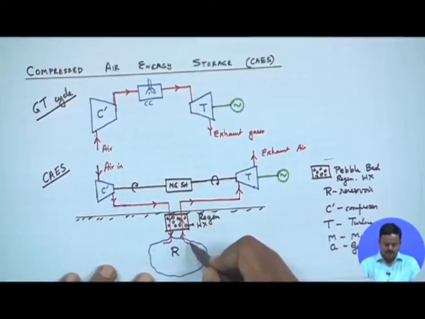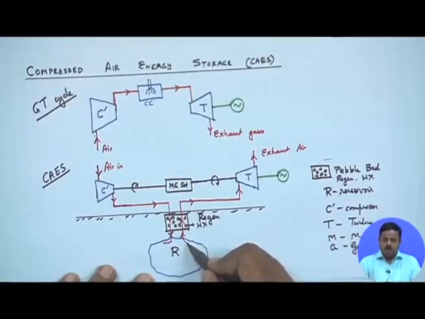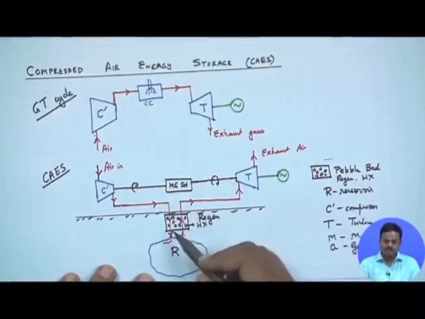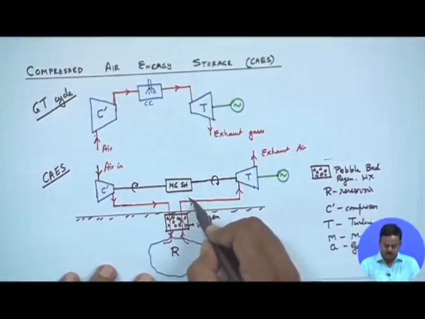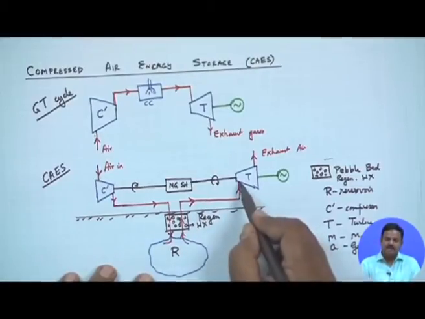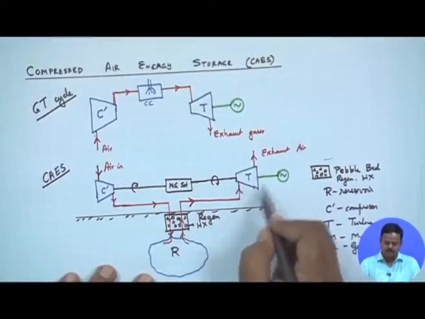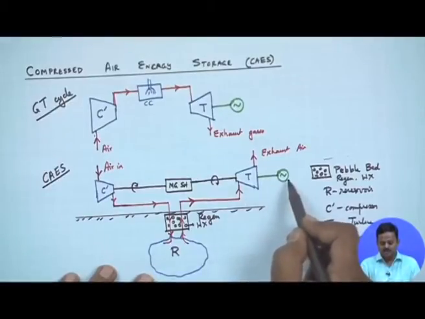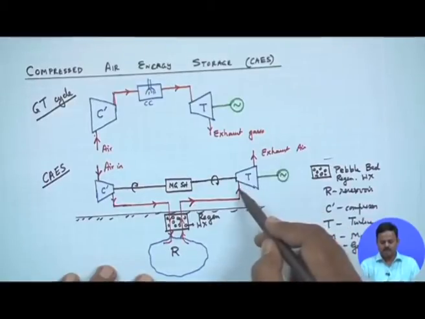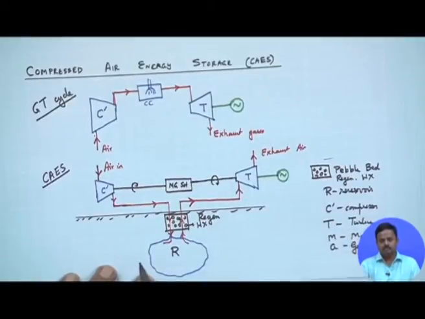Okay. Then what happens? During the peak hours, the same air goes out and is made to flow through the regenerative heat exchanger, where it picks up the heat from that packed bed of pebbles. So now it is still at high pressure, high temperature, and then it enters the gas turbine, where it makes the gas turbine rotate, it generates electricity, and exhaust air at definitely lower temperature and lower pressure than the inlet comes out. Clear? All right.